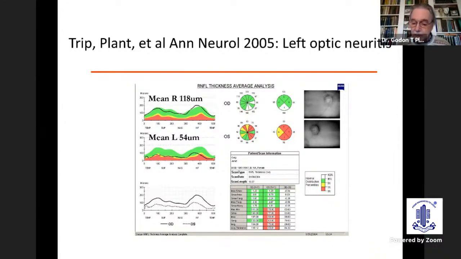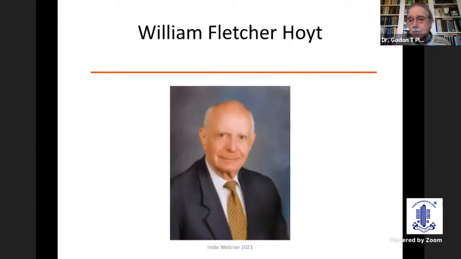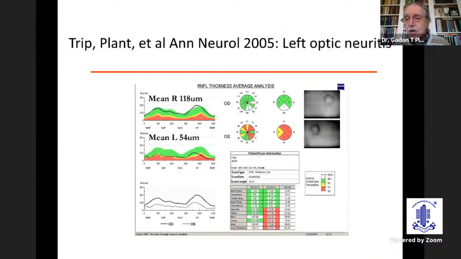And by doing this, we were able to show that the visual deficit correlated very much with axonal loss and not with the delayed VEP, which is the only marker we have really for the extent of demyelination, something we couldn't have done without OCT.